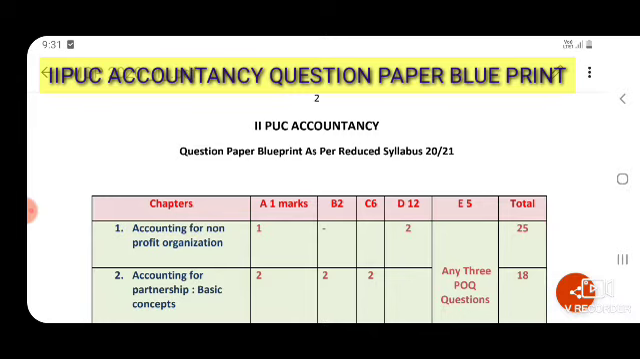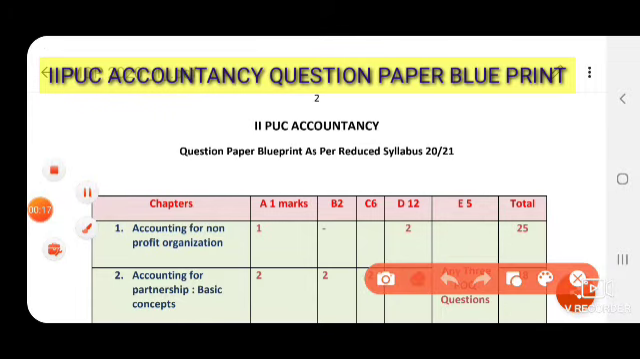So in today's video, I will tell you the question paper pattern as per reduced syllabus. Question paper pattern and question paper blueprint as per reduced syllabus 2020 and 21.